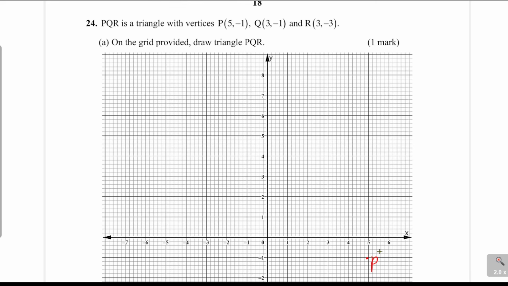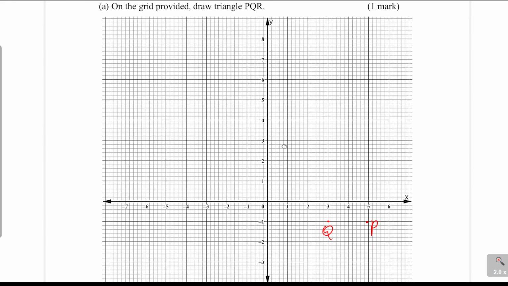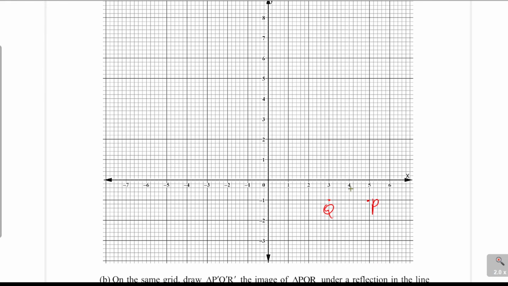So that is why you have P. Then Q is (3, -1), (3, -1) is there. And then R is (3, -3), (3, -3) is there. So join these using a straight line. So that is the triangle required.